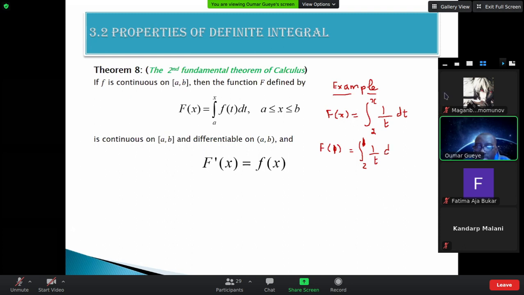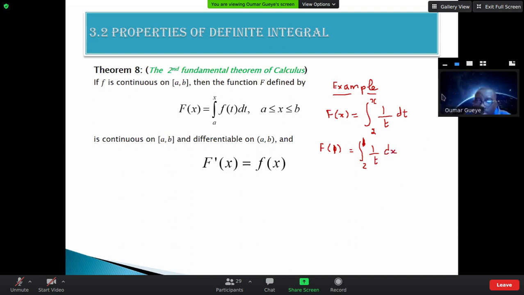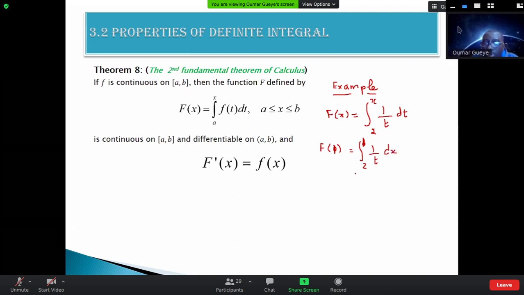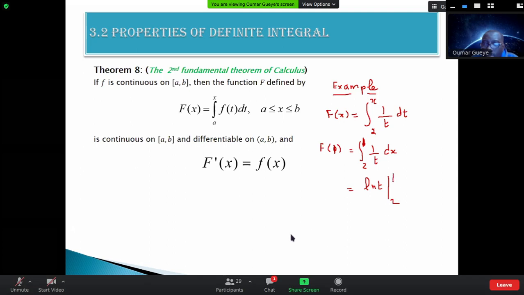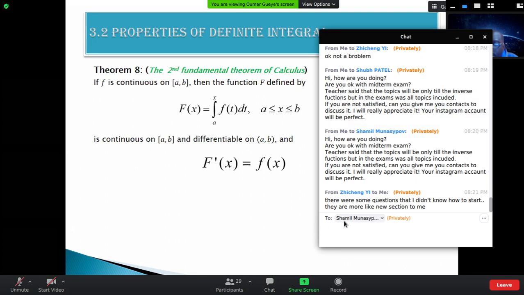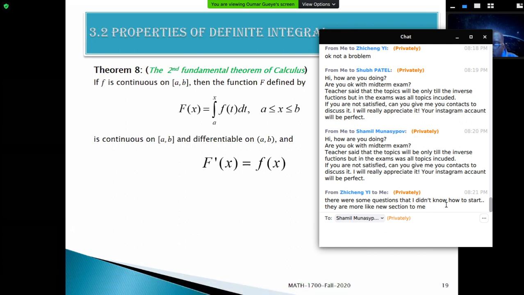I just substitute x by 1, because at 0 this function is going to be undefined, because the function is ln of t, and ln of t is undefined at 0. So we take it at 2 and at 1, and when you calculate it, you get ln of 1 minus ln of 2, and we know ln of 1 equals 0, so it's going to be just ln of 2.